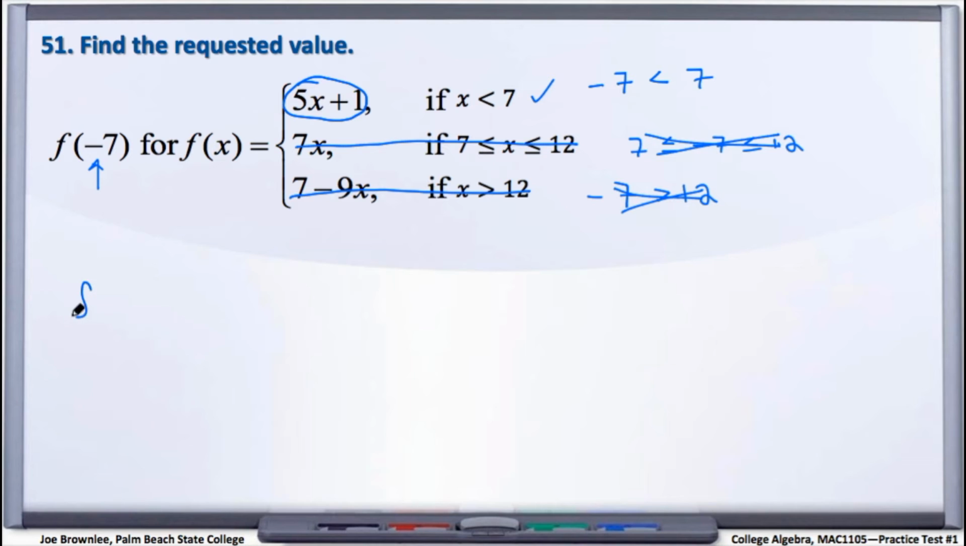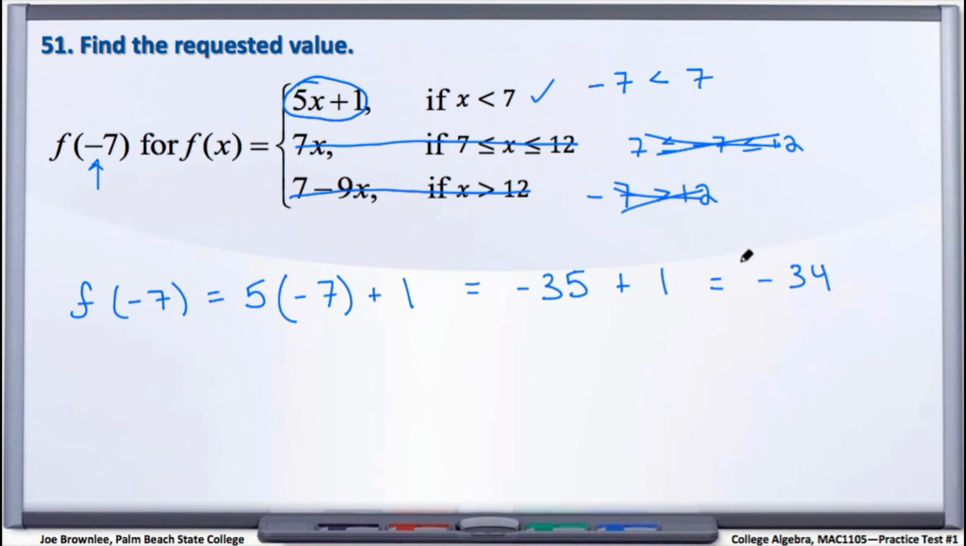So we have f of negative 7 is equal to 5x plus 1. So 5x, and in this case our x is negative 7, plus 1. Well, let's see, 5 times negative 7 is negative 35, and then plus 1, negative 35 plus positive 1 is negative 34, and there we have it, number 51. We found f of negative 7.